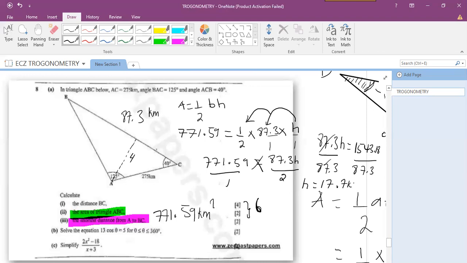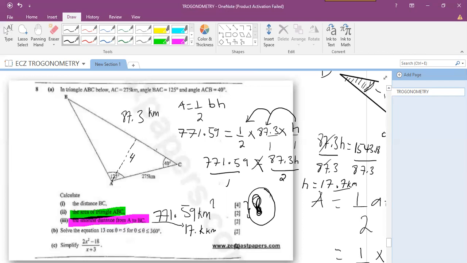17.7 kilometers. So that's our shortest distance. Our shortest distance there is 17.7 kilometers. So how many marks have we gotten? 8. So far 8 out of 12. So 4, 5, 6, 7, 8, 9, 10, 11, 12. So this is good. It's extremely good.